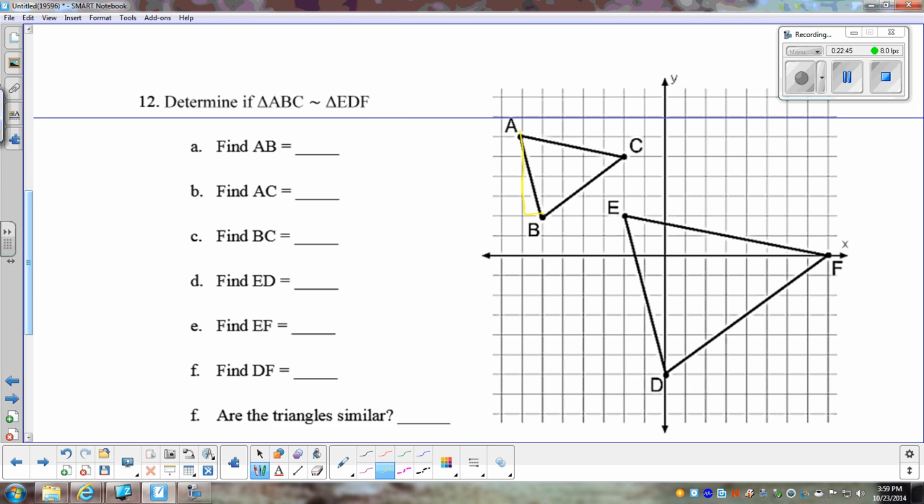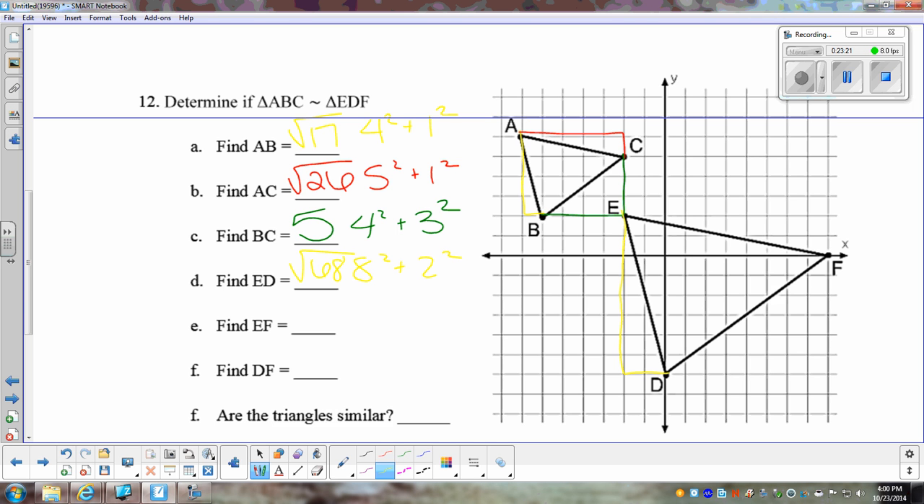AB, I had to go down 4 over 1. 4 squared plus 1 squared is the square root of 17. AC, over 5 down 1. 5 squared plus 1 squared, square root of 26. BC, over 4 up 3 is 25, so that's just 5. ED, I had to go down 8 over 2. So that's the square root of 68.